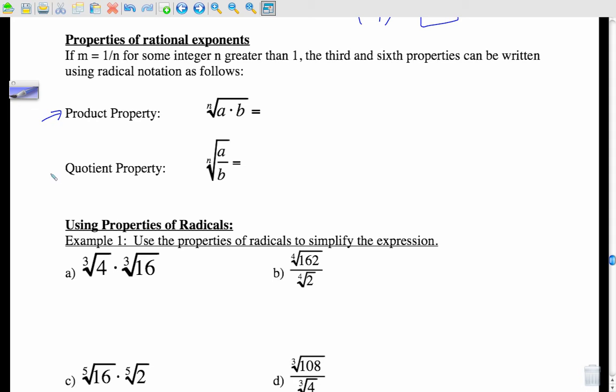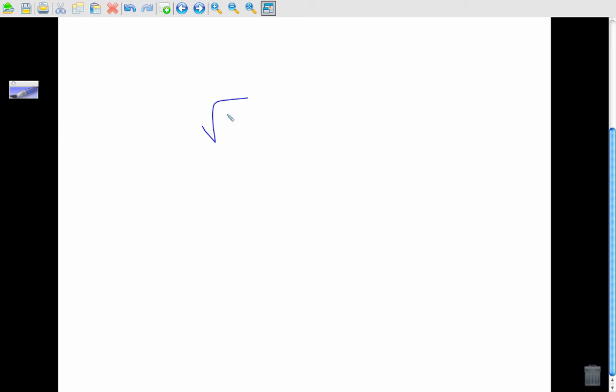All the product property and the quotient property tell you is that you can split up two numbers if they're being multiplied underneath the same radical. This would split into the nth root of A times the nth root of B. Vice versa, as with a couple of the other properties, you can go backwards with this too. Meaning, if you had the third root of 3 times the third root of 6, you can combine those under the same root. So it would be the third root of 18. So not only can you split them up, but you can also put them together.